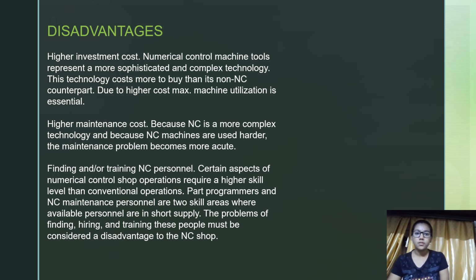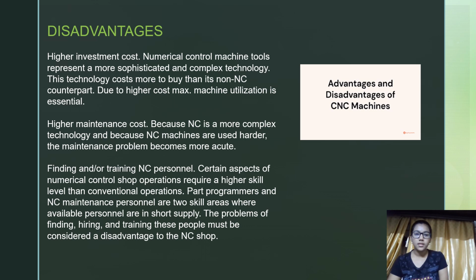Higher maintenance cost. Because NC is a more complex technology and because NC machines are used harder, the maintenance problem becomes more acute. Finding or training NC personnel. Certain aspects of numerical control shop operations require a higher skill level than conventional operations. Part programmers and NC maintenance personnel are two skill areas where available personnel are in short supply. The problem of finding, hiring and training these people must be considered a disadvantage to the NC shop.